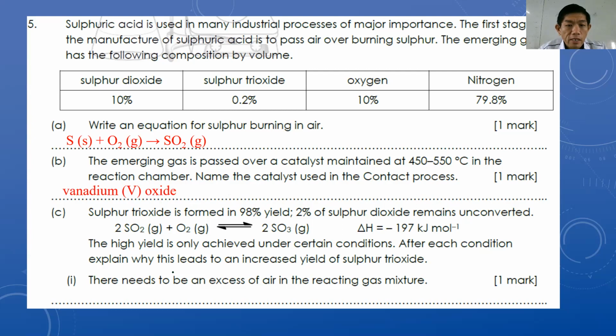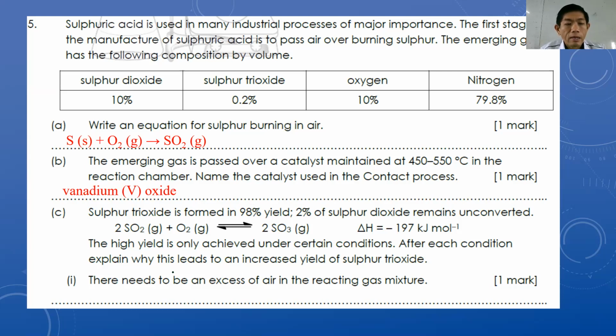At 450°C, sulfur trioxide is formed in 98% yield. 2% of sulfur dioxide remains unconverted. So according to the equation, 2SO2 + O2 gives 2SO3. High yield is only achieved under certain conditions. For each condition, explain why this led to an increase in the yield of sulfur trioxide.